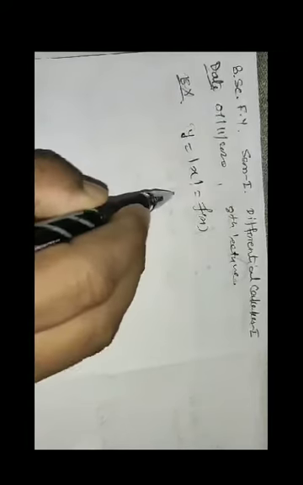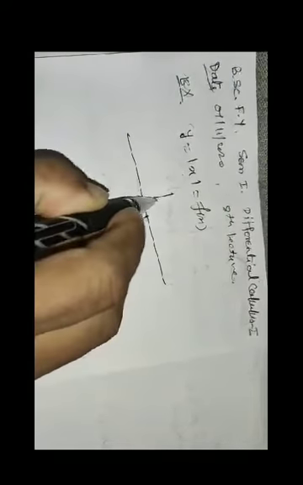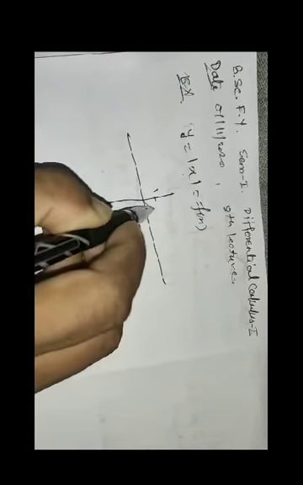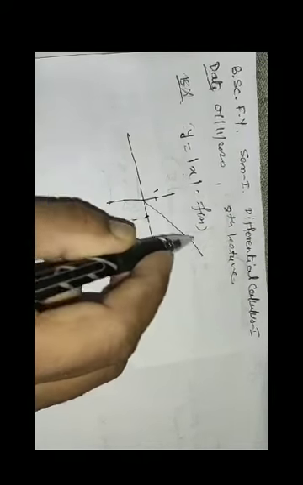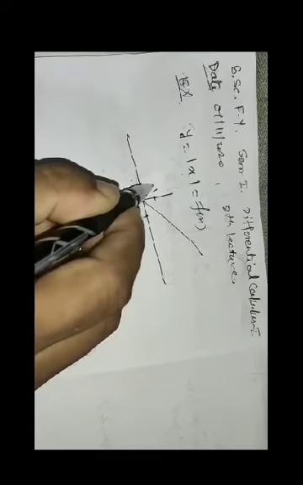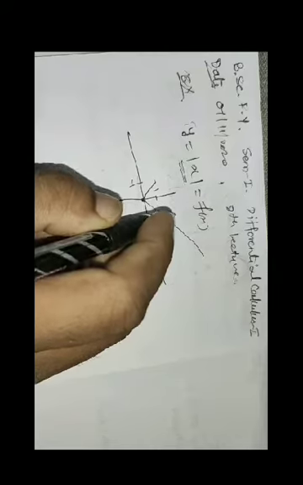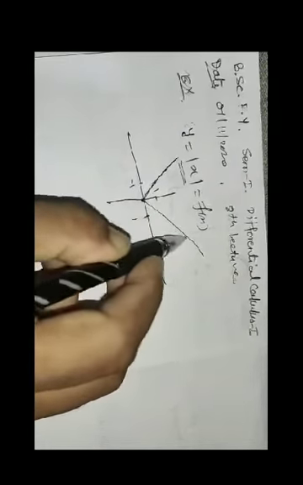If you draw the graph of this function, when x is equal to 1, then y is equal to 1. When x is equal to 2, y is equal to 2. And for x equal to 0, we get y equal to 0. If we take minus 1, we get 1 again because it is the absolute value function. And like this, we get a V-shaped graph.